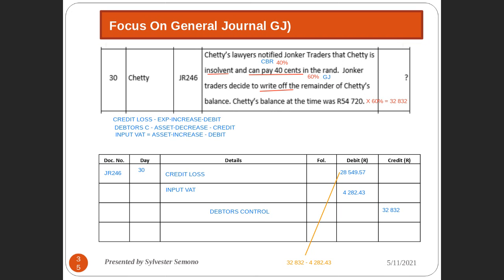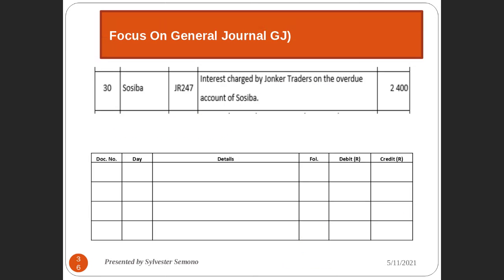Can I switch over to the next one, guys, before I release you? No problem. Let's go. We are only left with a few, guys. Very easy, those ones. So for this one, they say the interest charged by Jonka. Remember, Jonka is us. We are Jonka. So we charged someone who was outstanding. Please give me the two accounts for this one.